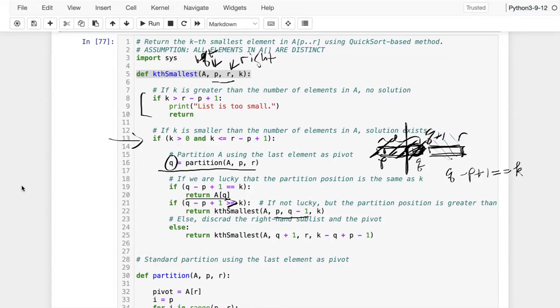Since we already moved here, this is the boundary, and then instead of the K'th smallest, it will be K minus the number of items here, which we know is Q minus P plus 1. So which will be then K minus Q plus P minus 1. So that's what we have.